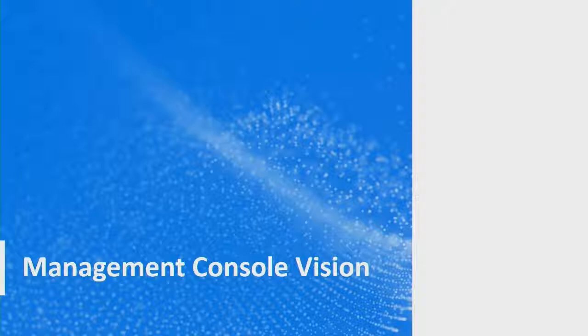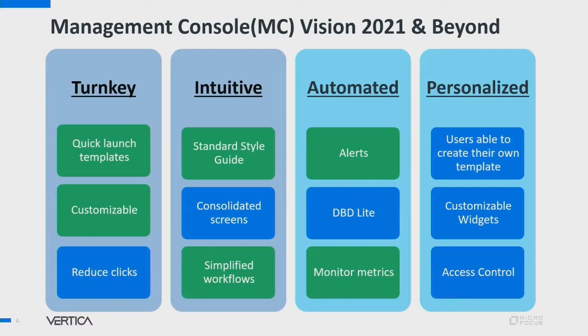So let's begin. Before I begin, I want to tell everybody about the Vision for Management Console. At Vertica, we have organized the Vision for Management Console in 4 key pillars. We want to make the Management Console more turnkey, intuitive, automated, and personalized. And work has started in almost all of these 4 pillar areas. Everything you see in green here is areas we've already started work towards. Everything in blue is areas where we want to work towards.